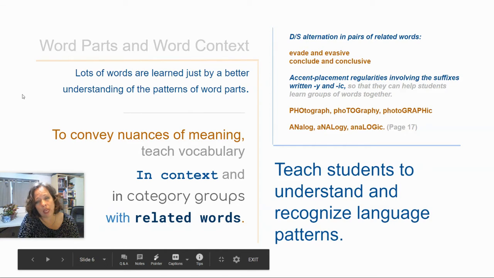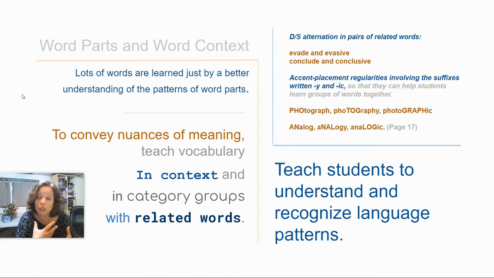Another important thing is to focus on teaching parts of words. Lots of words are learned as we learn parts of words. So by understanding prefixes or other aspects of context, students can learn a lot of words on their own by just understanding those basic patterns.